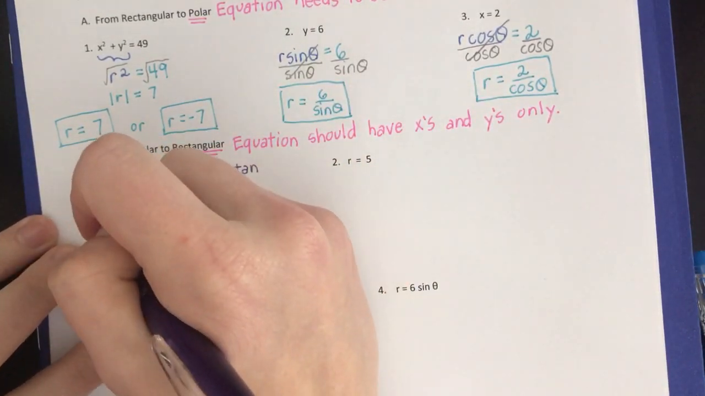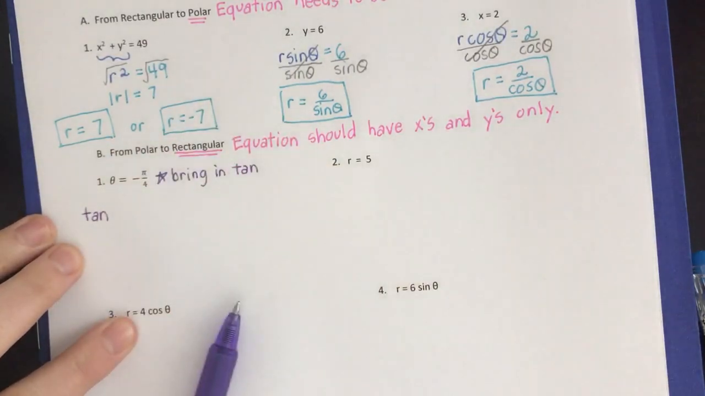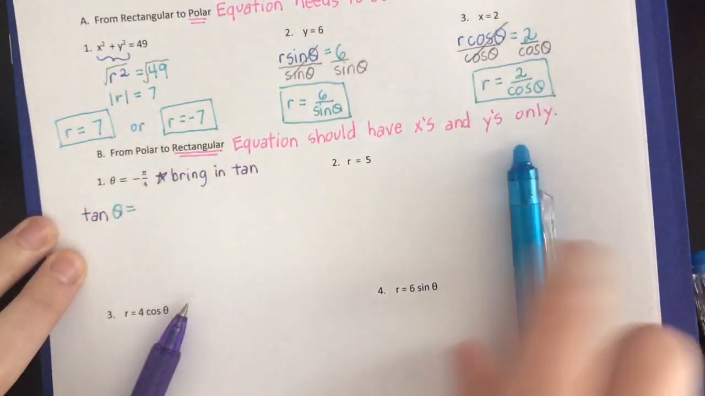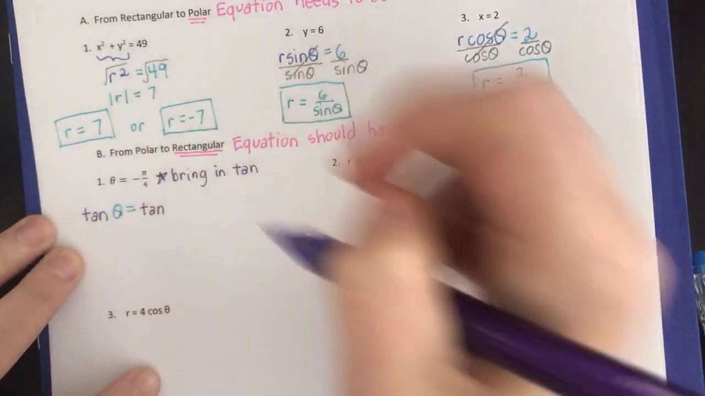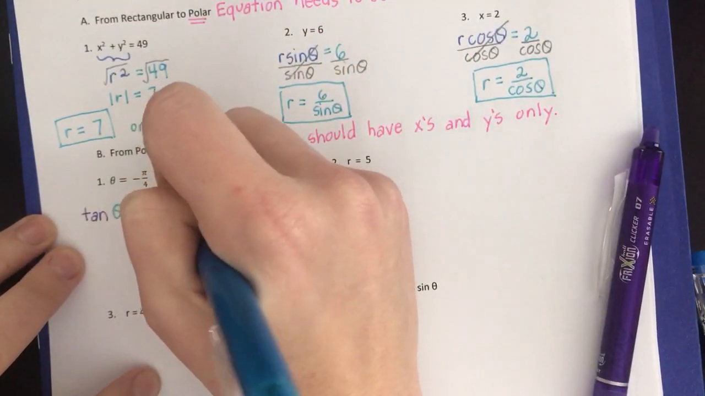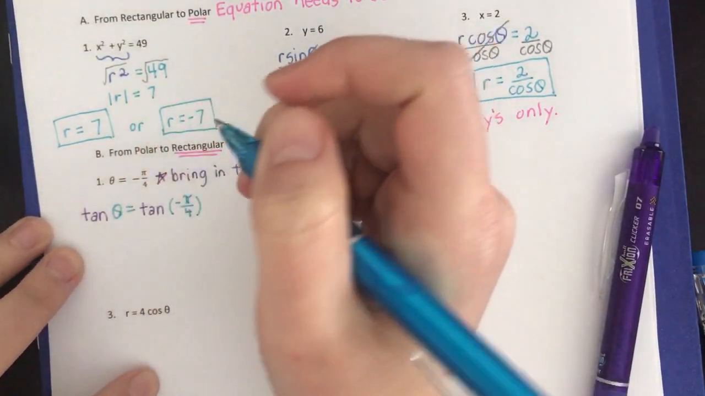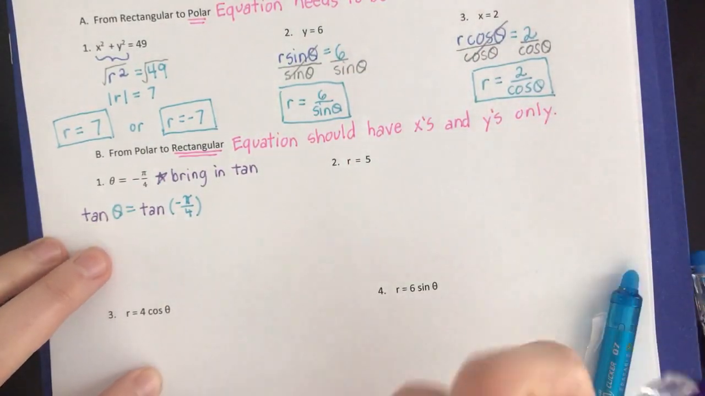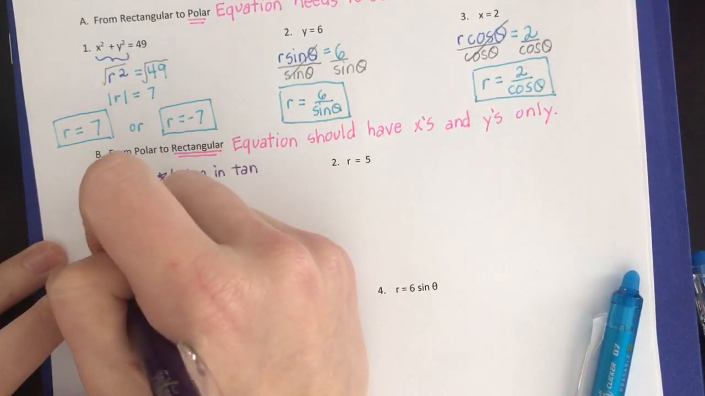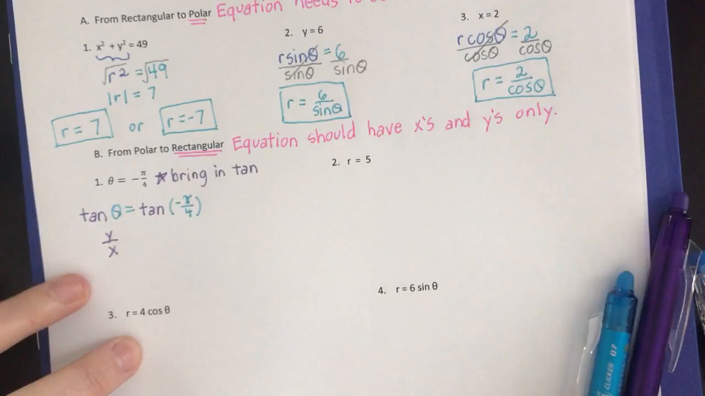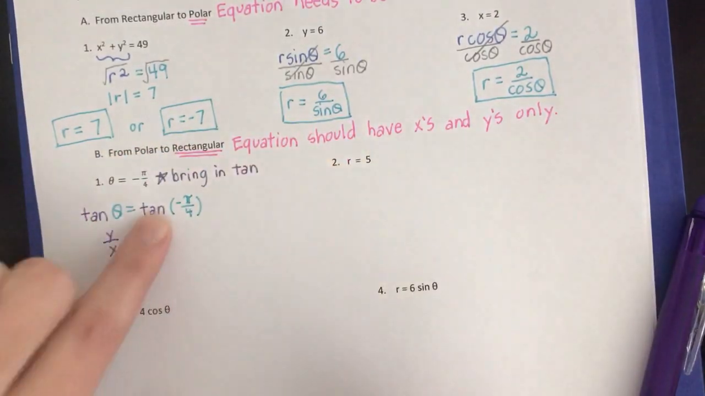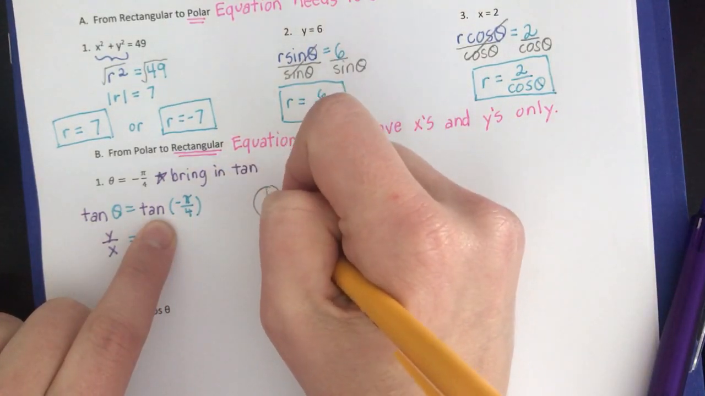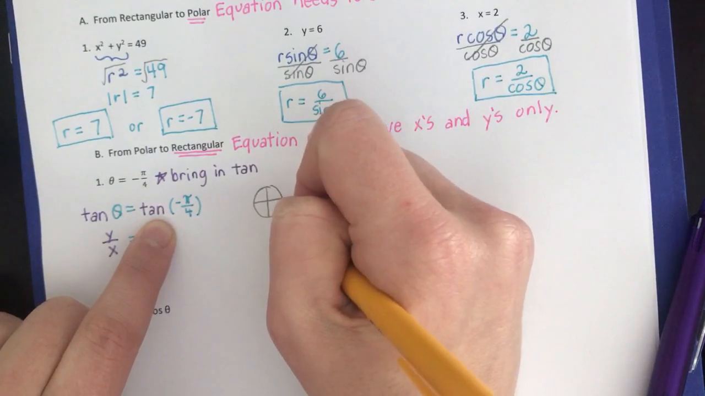So this is going to look like tangent of theta equals tangent of -pi/4. Then tangent of theta is the same thing as y over x. So y over x equals, let's find out what this value is. What is the tangent at -pi/4? So -pi/4 is here.